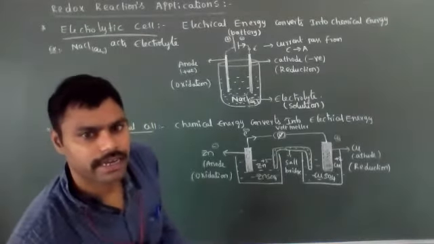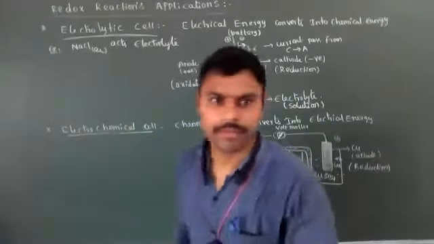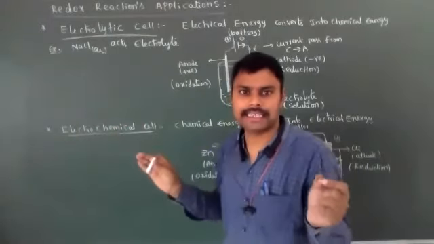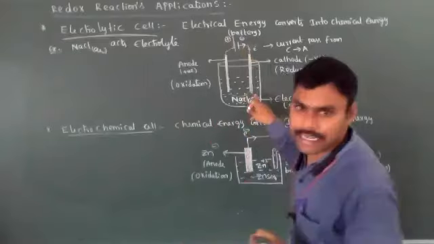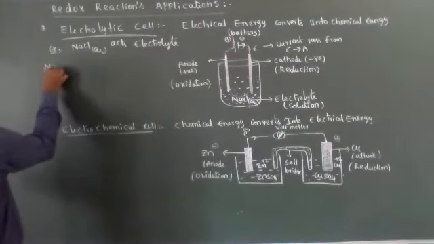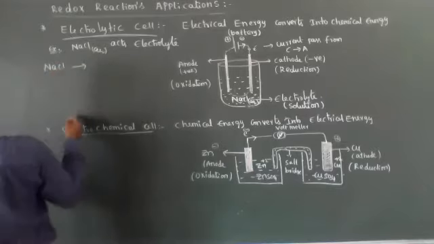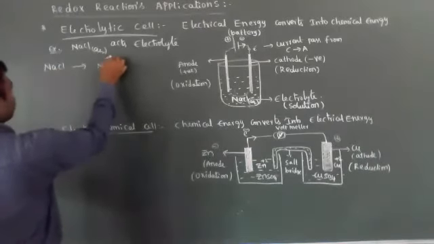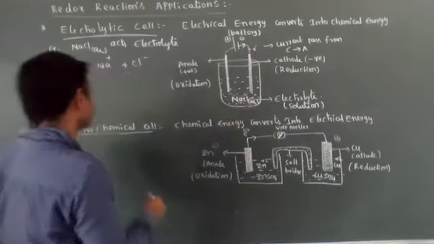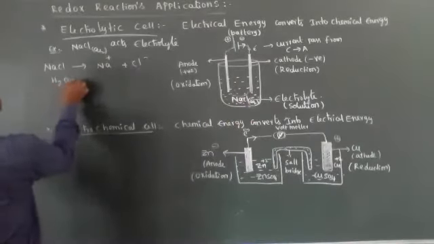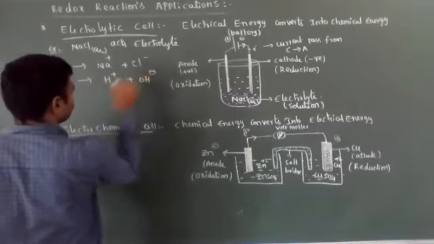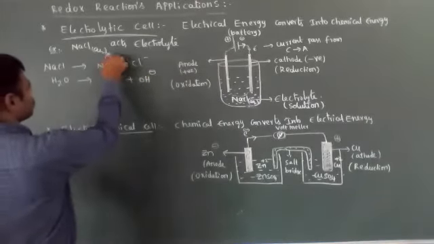Don't worry, I will show you the diagrams. See, NaCl acts as an electrolyte. By passing electric current, NaCl will become ionized. How will it ionize? Na plus and Cl minus. And in aqueous NaCl, water is also present. Water is also ionized to give H plus and OH minus ions.